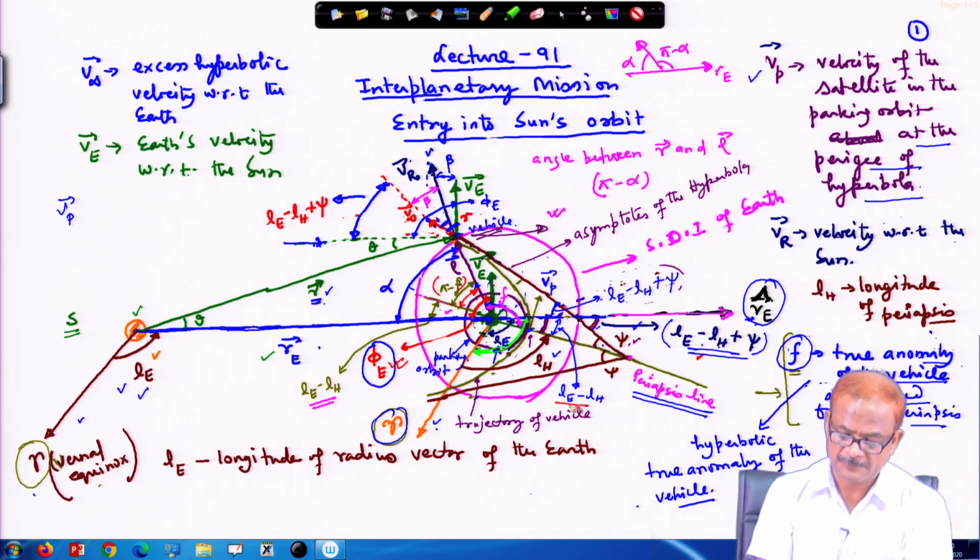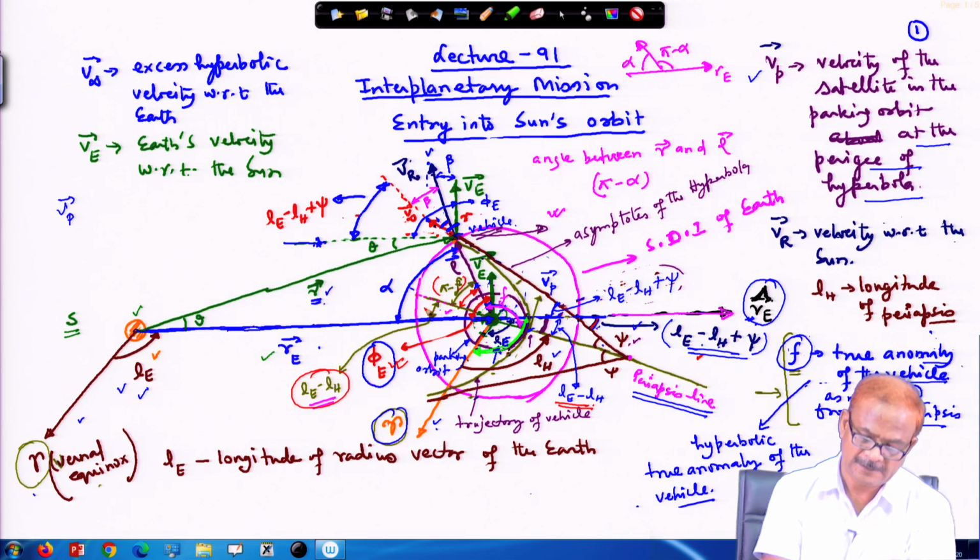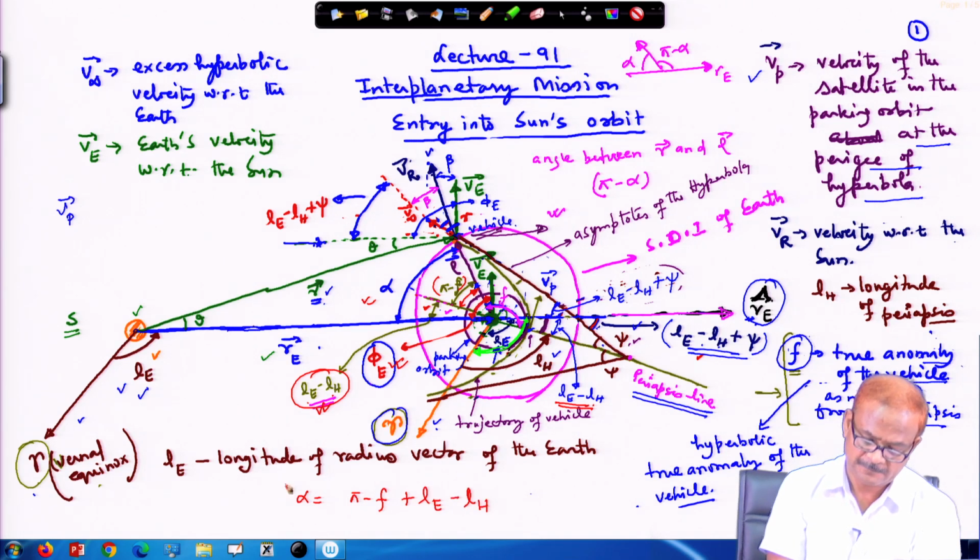And this angle is LE minus LH, and therefore, this is also LE minus LH, because it is a vertex angle, and therefore, the alpha angle which is shown here, alpha will be equal to LE minus LH plus phi minus F. So, alpha equal to phi minus F plus LE minus LH.